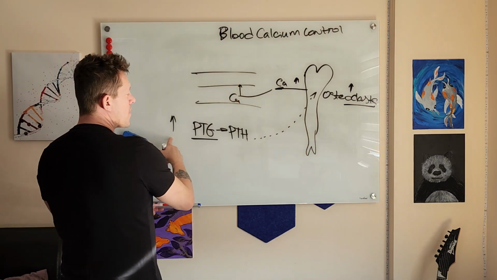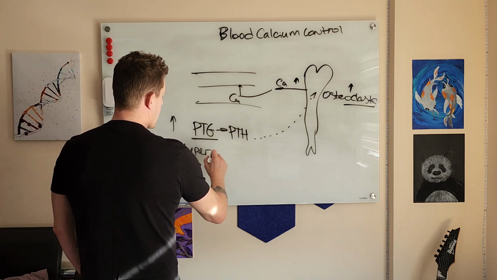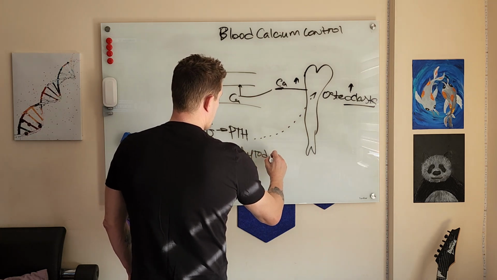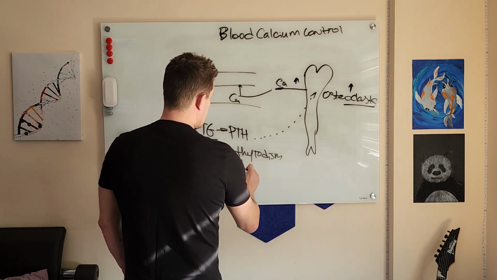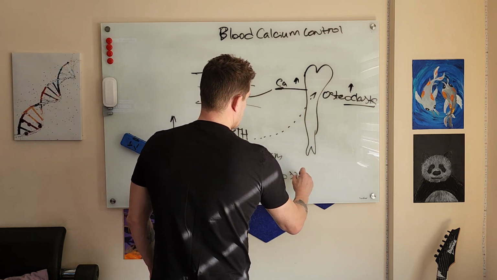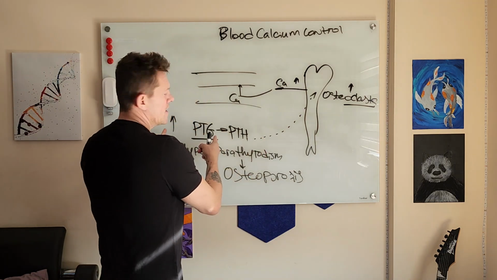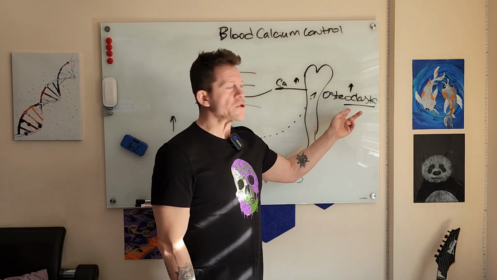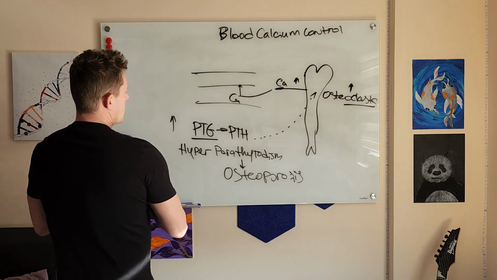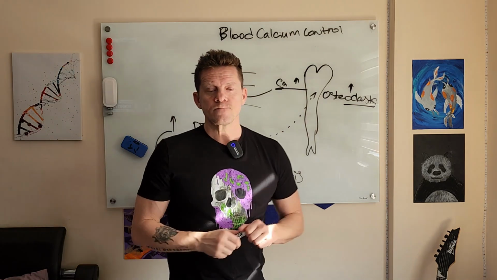So if it's hyperparathyroidism, then this can lead to osteoporosis. And that's what actually happens with age. With age, for some reason, this is hyperactive, leads to osteoclasts being very active, and that can lead to osteoporosis. So you're starting with this, and you're ending up with that. Thank you very much.